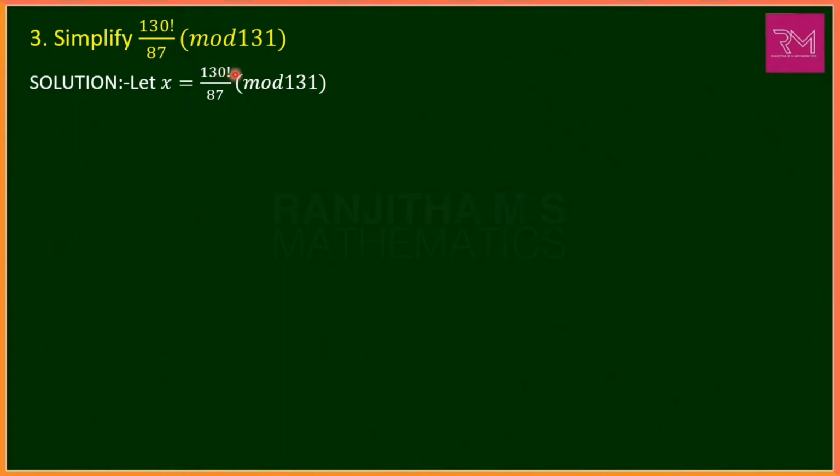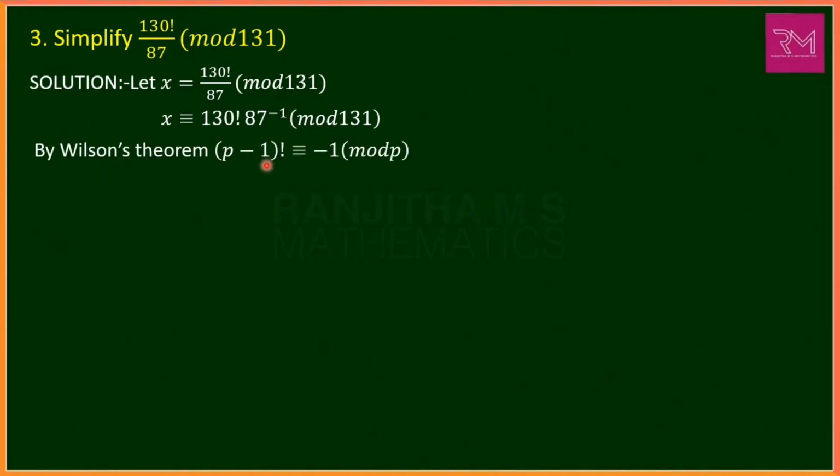Here 130 factorial divided by 87, we can take this to the numerator, we get x is congruent to 130 factorial into 87 inverse under modulo 131. Here 1 by 87 is the same as 87 inverse under modulo 131. So by Wilson's theorem we have p minus 1 factorial is congruent to minus 1 under modulo p. Here p is a prime number, 131 is a prime number, so we can take the p value as 131 here.